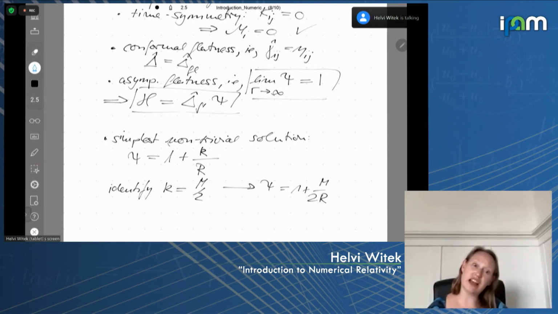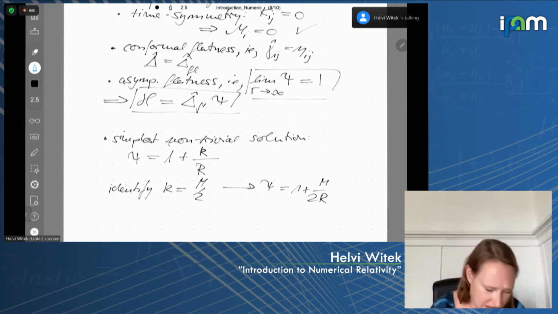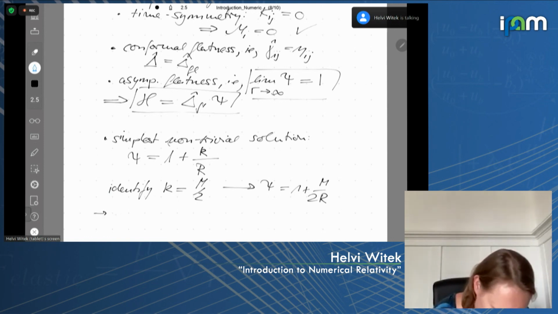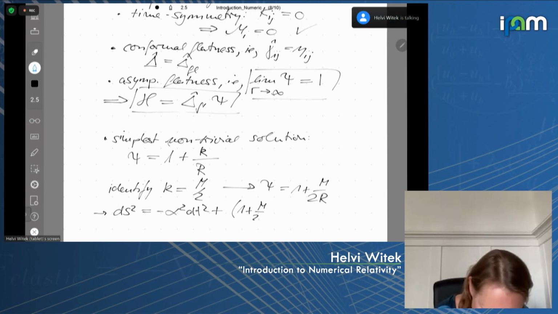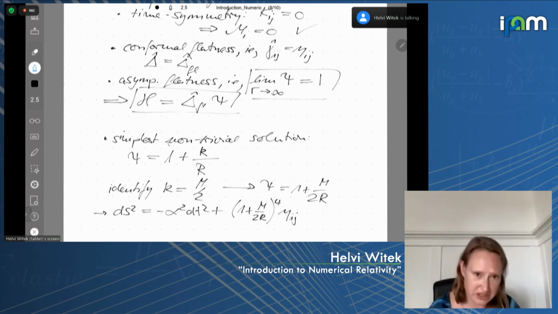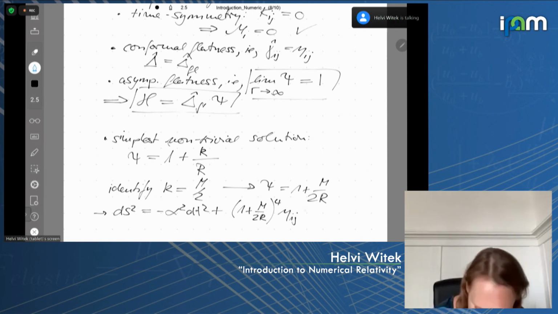And now let's actually look at the metric. If we put everything back together, we use our conformal factor that I just derived. I insert that our conformal metric is a flat metric, and let's put everything in our line element. So what we find here is our line element is minus lapse squared dt squared plus, and the spatial part is what we had just derived, which is (1 + m/2r) to the power of 4 times the flat metric. So remember, that was our ansatz for the 3-metric, dxi dxj.